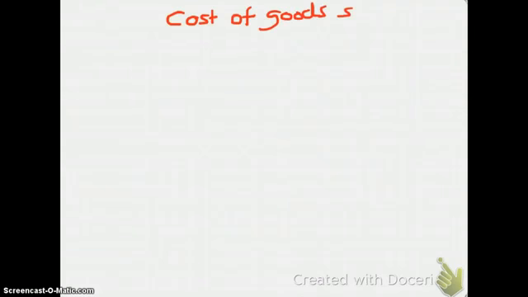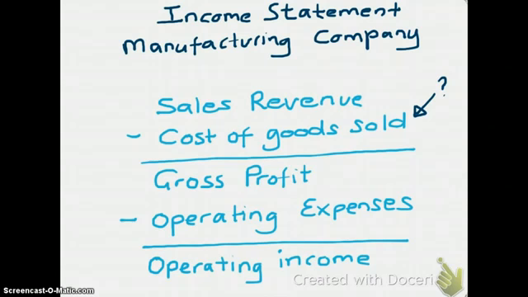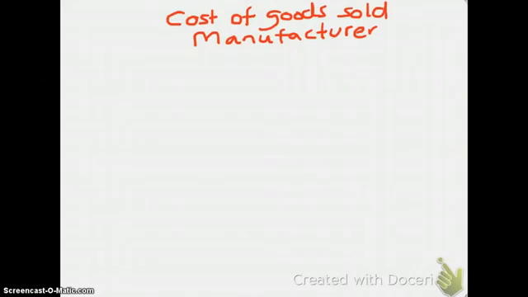Now let's take a look at cost of goods sold for a manufacturer. The income statement for a manufacturer is identical to that of a merchandiser. However, the way that we calculate cost of goods sold for a manufacturing company is very different from the way we calculate cost of goods sold for a merchandising company. But why is it different?